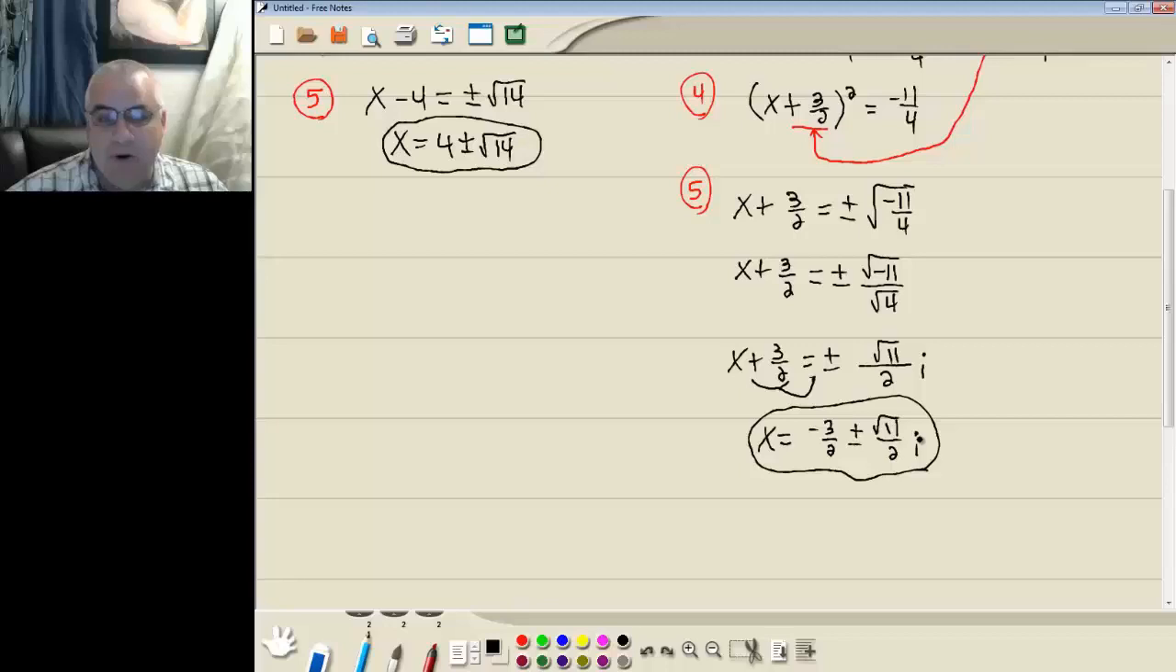I don't try to merge that into a single fraction because we got an imaginary part. If you got an imaginary part, you leave them separate like that.